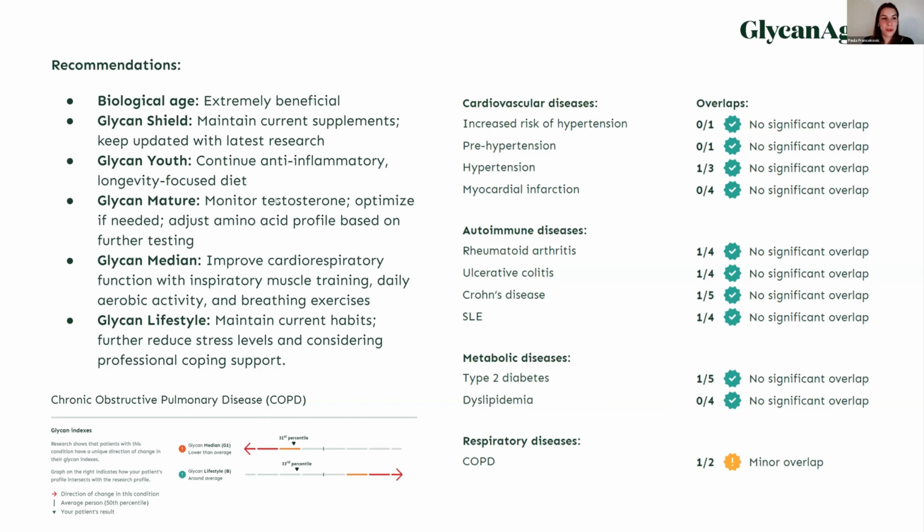I just briefly commented on the positive side of the glycoprofile in this client, and we agreed that we could work on improving the cardiorespiratory capacity with some biohacking efforts. The client agreed that he's going to try inspiratory muscle training, increase the daily aerobic activity to further boost the aerobic capacity, and introduce daily breathing exercises. And we are waiting any moment to retest again and see if the glycan median improved. Okay, I will now stop my sharing and focus on your questions.